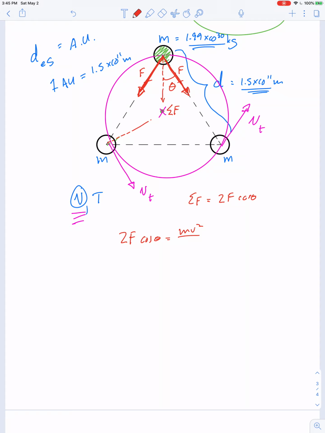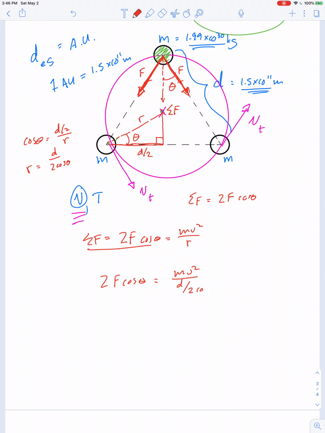Okay, well, what's the value of r? Let's see. If we call that r, and this is theta, then this side of a right triangle is d over 2, and I know that cosine theta has to be equal to adjacent over hypotenuse, so cosine theta is d over 2 over r, so r is equal to d divided by 2 cosine theta. Okay, so the net force of 2F cosine theta has to be the centripetal force of mv squared over r. So 2F cosine theta is mv squared over d over 2 cosine theta.